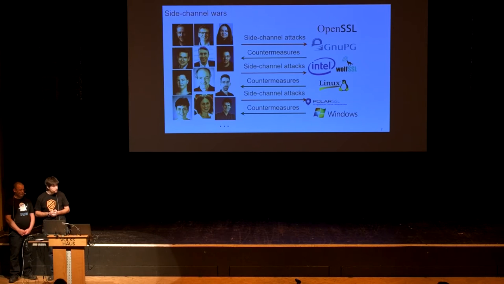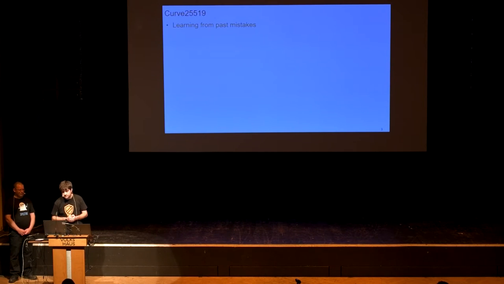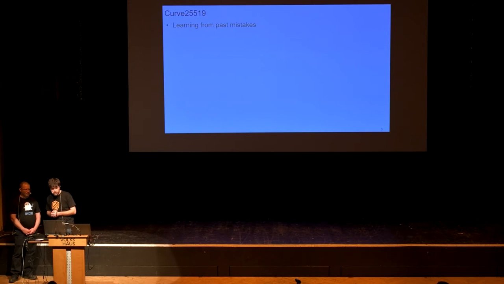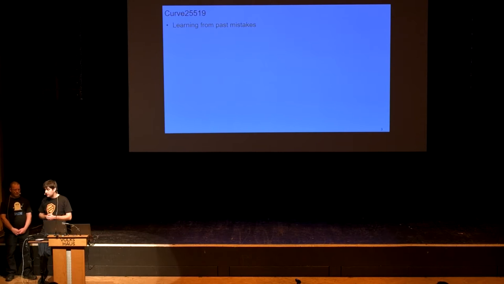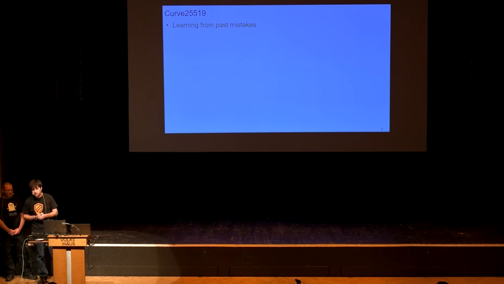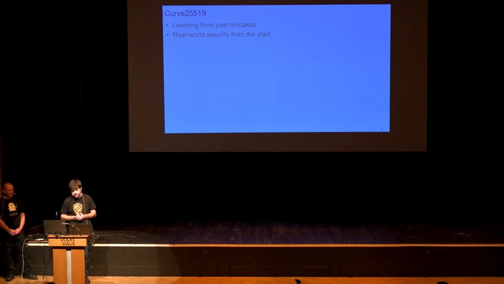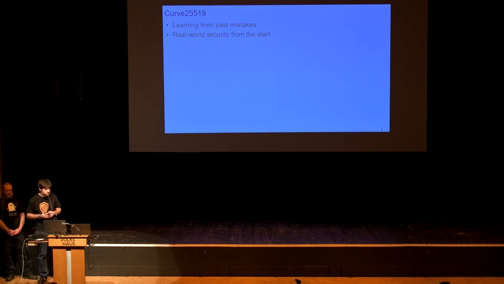Now, in the past few years, we've seen a change in this paradigm. Implementations have started learning from past mistakes. And instead of repeatedly patching old cryptographic code, we've started deploying cryptographic primitives that are designed with what I call real-world security in mind. So take, for example, Curve25519. This code was carefully designed by Daniel Bernstein in order to avoid many problems that plagued cryptographic implementations for years.